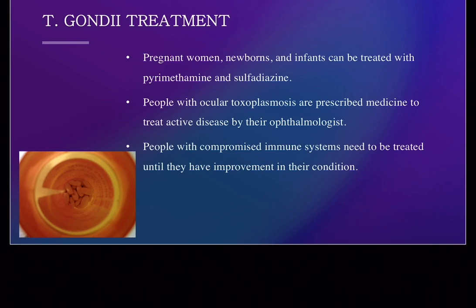For treatment with people with ocular toxoplasmosis, they are prescribed medicine to treat active disease by their ophthalmologist. Whether or not medication is recommended depends on the size of their eye lesion, the location, and the characteristics of the lesion, which can be acute active versus chronic not progressing. People with compromised immune systems need to be treated until they have improvement in their condition. Such as people with AIDS, it may be necessary to continue medication for the rest of their lives or for as long as they are immunosuppressed.